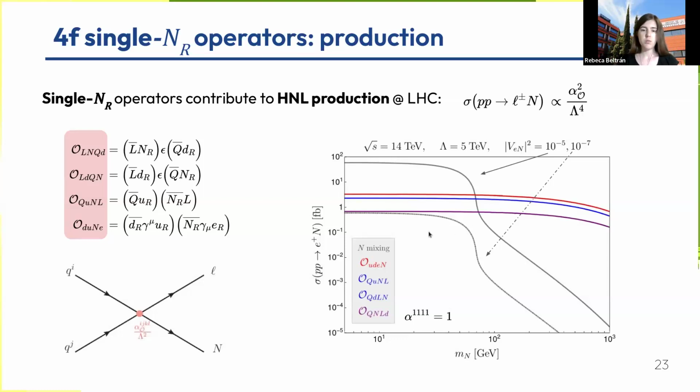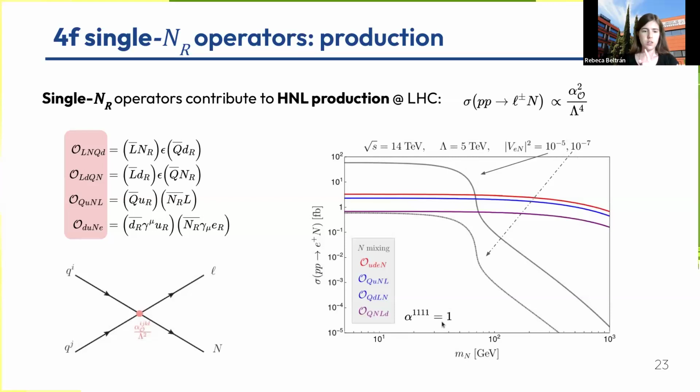In this right plot, we can see the different contributions of the operators to this production cross-section as a function of the HNL mass. We have also included the expected contribution from the mixing for two different squared mixing values. And I didn't say it, but we have also fixed lambda to 5 TeV. So you see that depending on which mixing value or lambda value is chosen, the contributions from either the operators or the mixing will dominate.